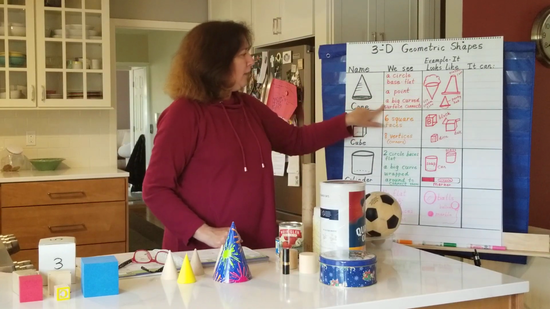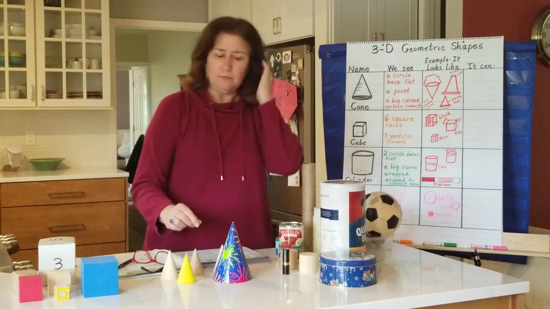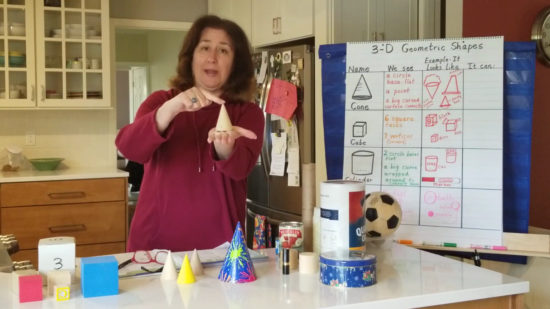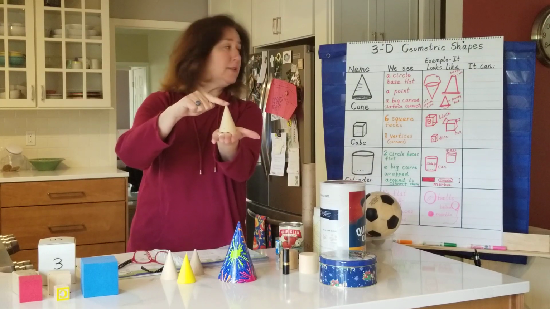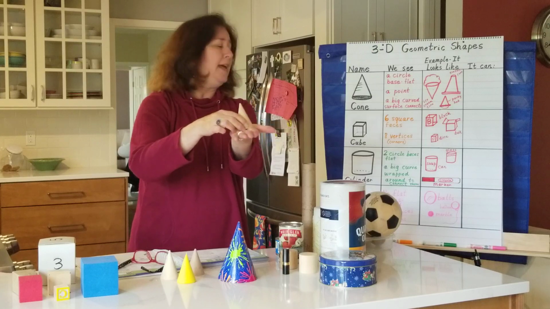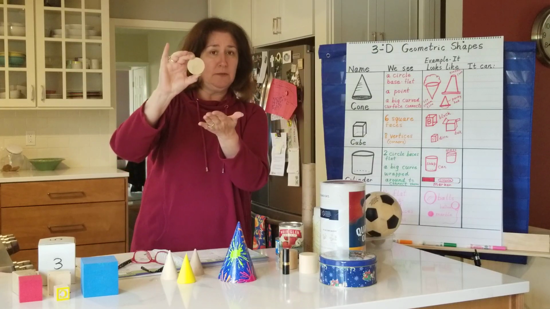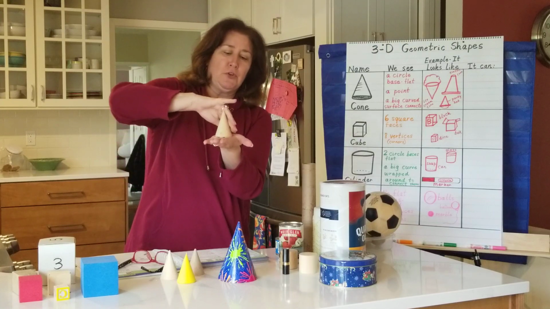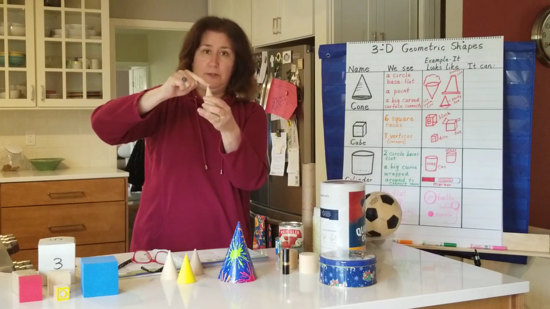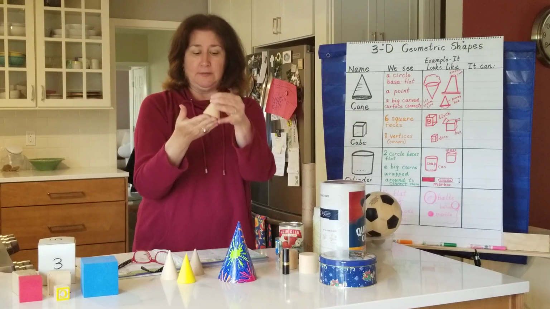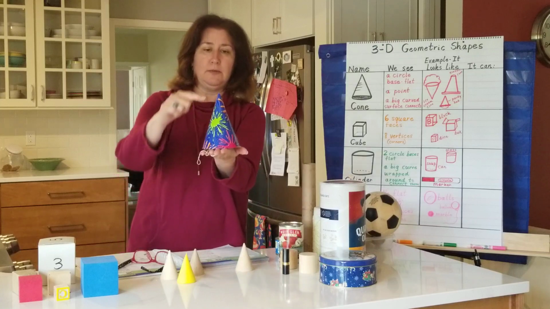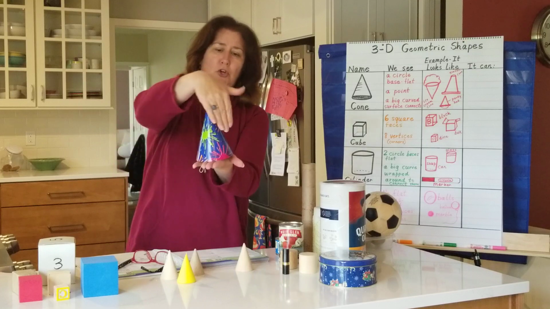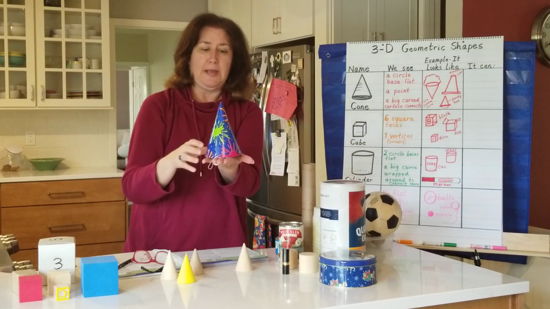And when we look at a cone, what do we see? What do we know about a cone? We know that a cone has a point at the top, right? It's got a point and it's got a flat face, right? And then it's got this curved surface that connects the point and that flat face, okay? You see it a little better on this party hat. Point, flat face, curved surface, okay?